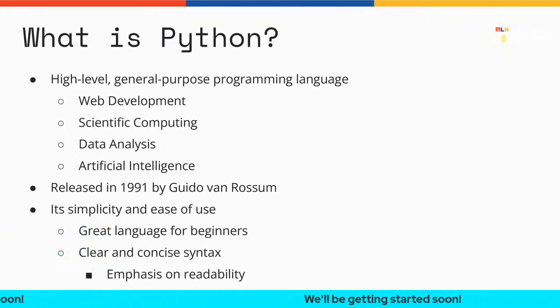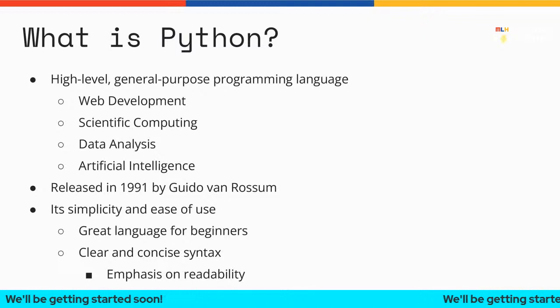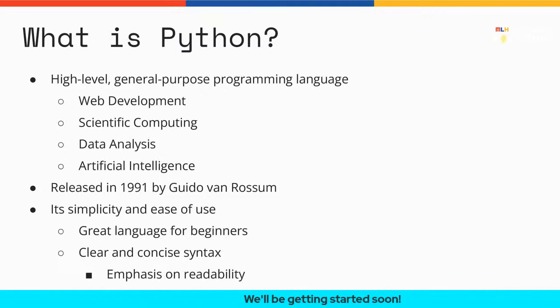So yeah, what is Python? Python, again, is a high-level programming language. We talked about this. It is used in web development, scientific computing, data analysis, and artificial intelligence. It was released in 1991 by Guido van Rossum, or however you want to pronounce that name.